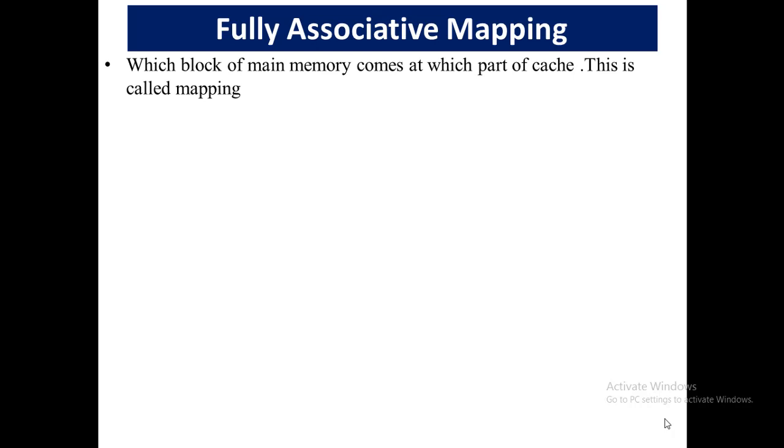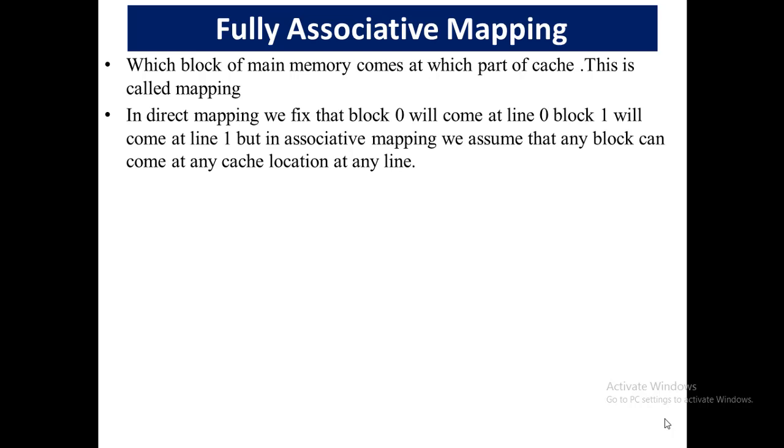Fully associative mapping. Let's see basically what the mapping is. Which block of main memory, that is RAM, comes at which part of cache? This is called mapping or cache mapping. In direct mapping, as we discussed earlier, we fixed that block 0 will come at line 0 of cache, block 1 of main memory will come at line number 1 of cache, but in associative mapping, we assume that any block can come at any cache location, at any line. There is no restriction as in direct mapping. Fully associative mapping is more flexible as compared to direct mapping.